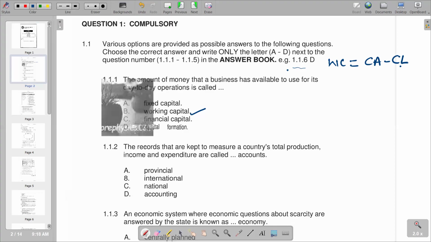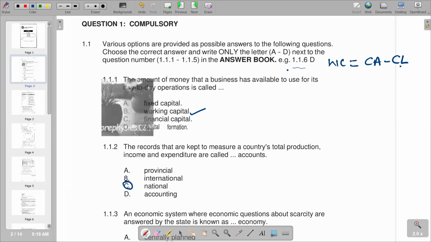Then we go to the second part of our question, which is the records that are kept to measure a country's total production, income, and expenditure are called the national accounts. So we are saying national accounts show total production and also income and expenditure. And this total production is for the whole country. So they are recorded in national accounts.